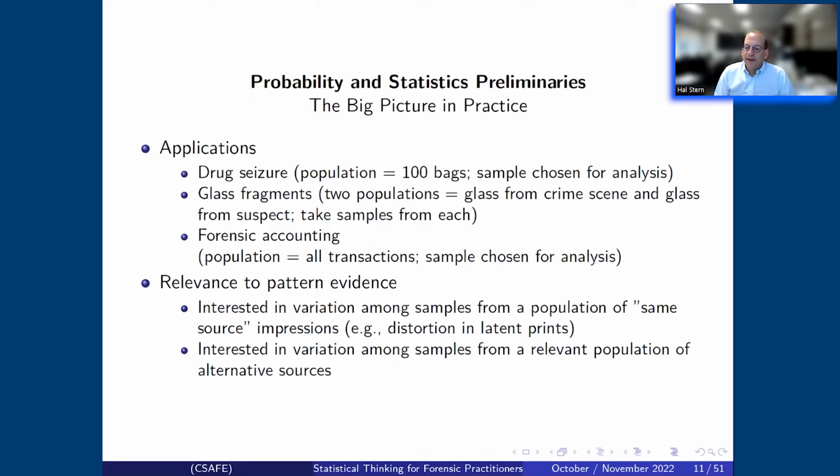I mentioned a few of these in defining the terms. The population might be 100 bags of white powder in a suitcase. And then in that case, the sample would be a small subset that we choose to analyze chemically. One of the examples we'll use over the course of the 4 weeks is a glass fragment in a case where maybe there's a broken window at a crime scene and a suspect is found and there are glass fragments on the suspect. So in this case, there would be 2 glass populations, one the glass at the crime scene, the other the glass on the suspect. Again, we'd be unlikely to analyze all of the glass. We'd take a few fragments from the crime scene, we'd take a few fragments from the suspect, and we'd analyze those. So those are a couple of examples that will come up as we talk through the course.